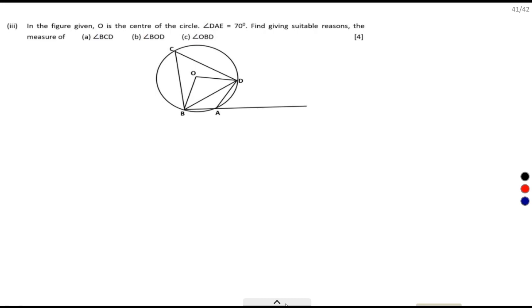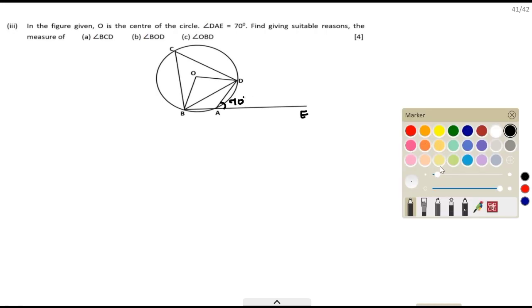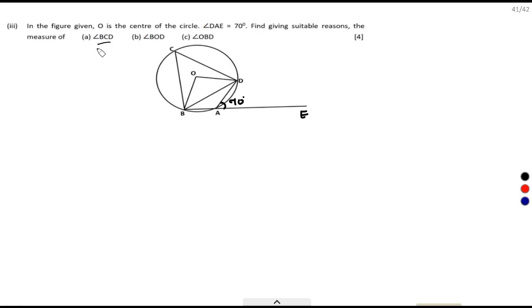Third part, it is from circle. O is the center, angle DAE is 70 degree. And we have to find angle BCD. BCD, this angle. Look at the figure. ABCD is a cyclic quadrilateral, and exterior angle of cyclic quadrilateral is equal to its interior opposite angle. If this is 70, then this will also be 70.